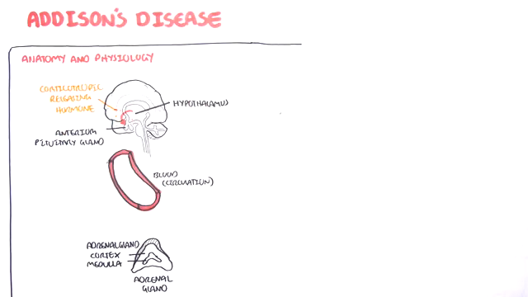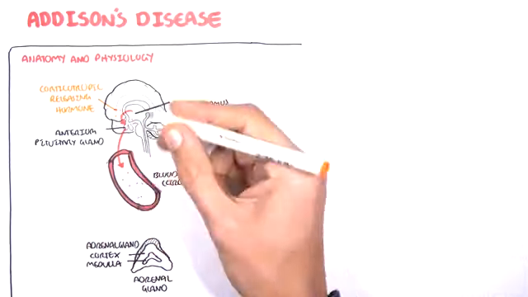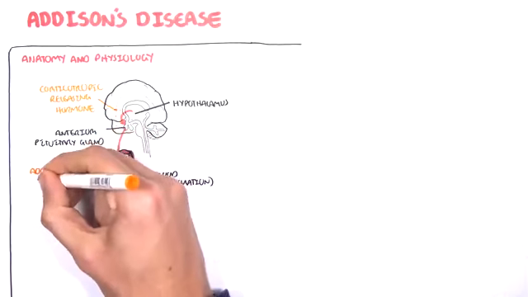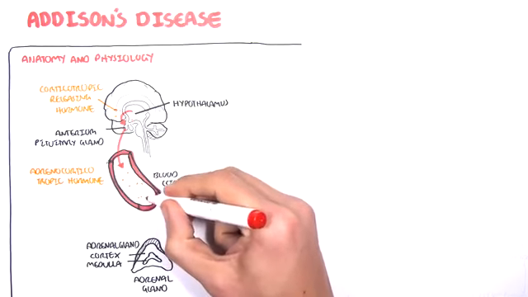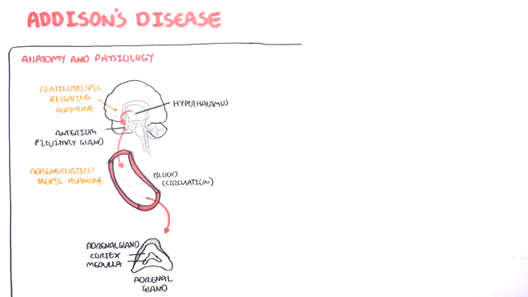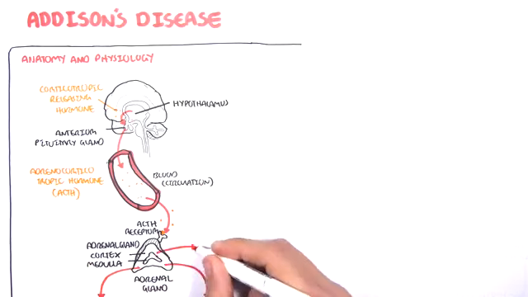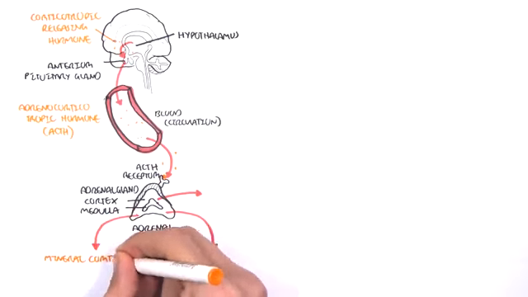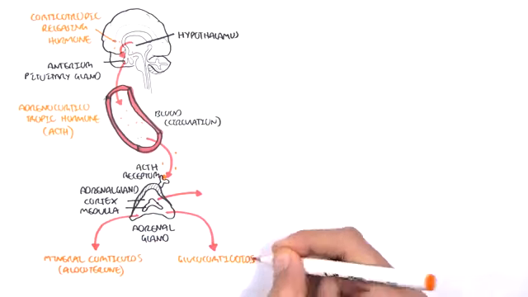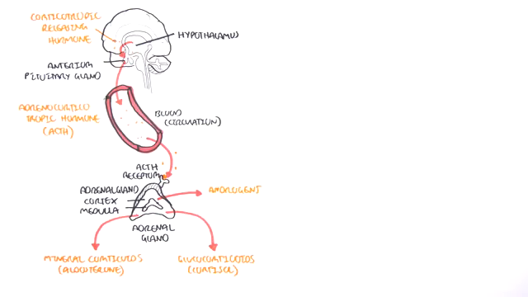Corticotropin releasing hormone stimulates cells within the anterior pituitary gland to secrete adrenocorticotropic hormone, or ACTH for short. ACTH will then enter circulation. ACTH will then travel towards the adrenal glands, specifically the adrenal cortex, where it will stimulate the adrenal cortex to produce and secrete hormones. The hormones produced by the adrenal cortex are three, and they're categorized as mineralocorticoids, such as aldosterone, glucocorticoids, such as cortisol, and androgens.